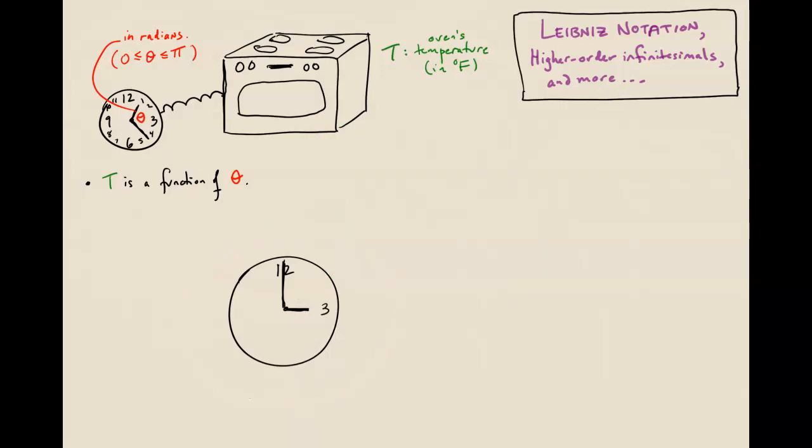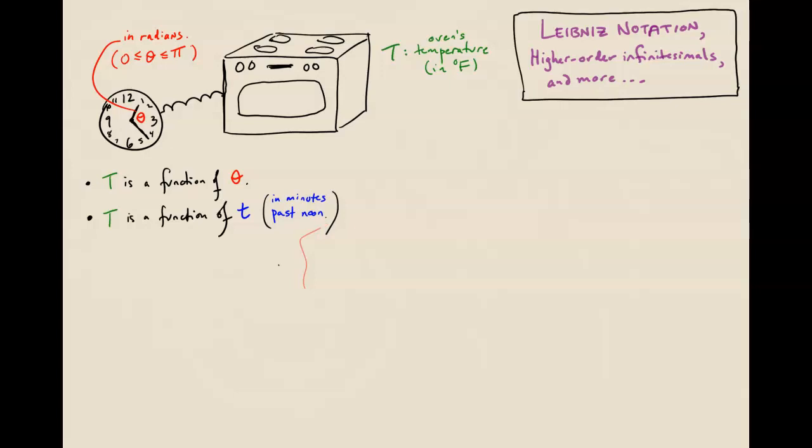And we could just as easily say that T is a function of, let's call it little t, where little t is a measure of time. For the sake of definiteness, let's say that little t is measured in minutes past noon. Not a whole number of minutes. This can be a continuous number of minutes. It could be 3.18724 minutes. It doesn't matter. But that's how we're going to measure t. So we can think of the temperature as a function of theta, of the angle, or we could think of it as a function of time.